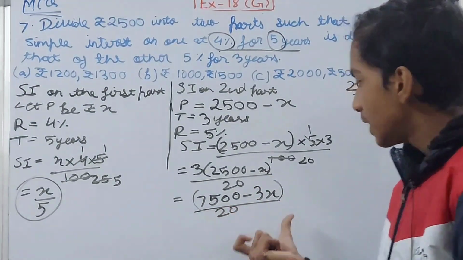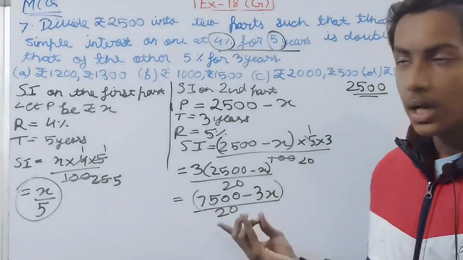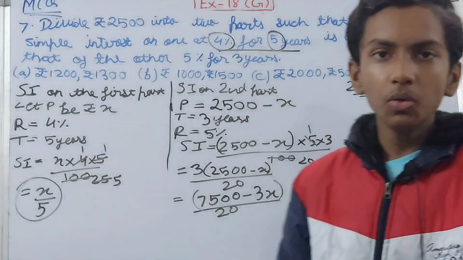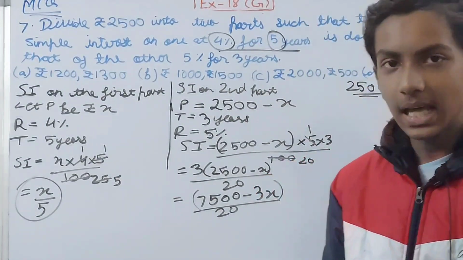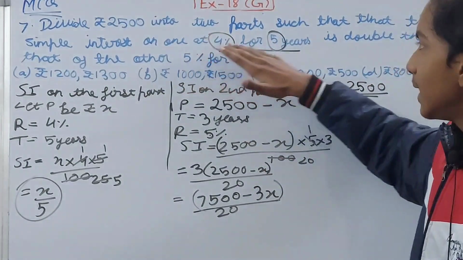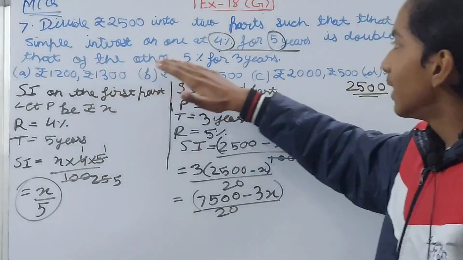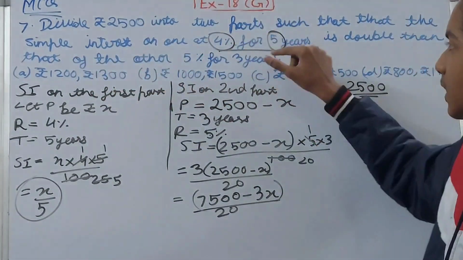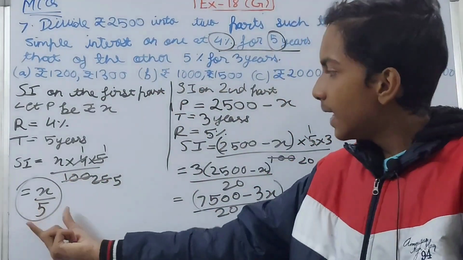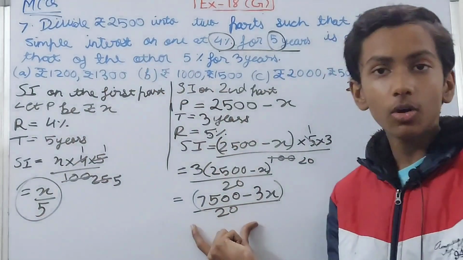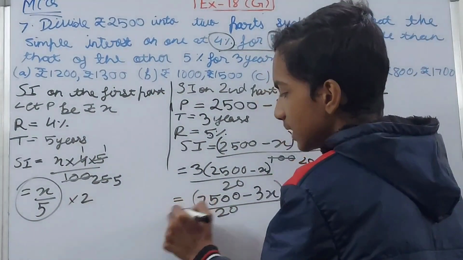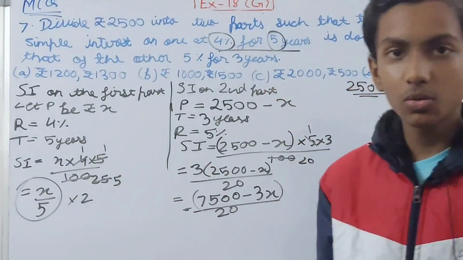Fine. So this is your interest on what? On the other sum, that is second part. Now this is where you understand the question. It says that the interest on first part is double than that of the interest on second part. So interest on the first part is double than that of the interest on the second part. So this means this is double of this, right? Multiplied by 2, this is what it is.